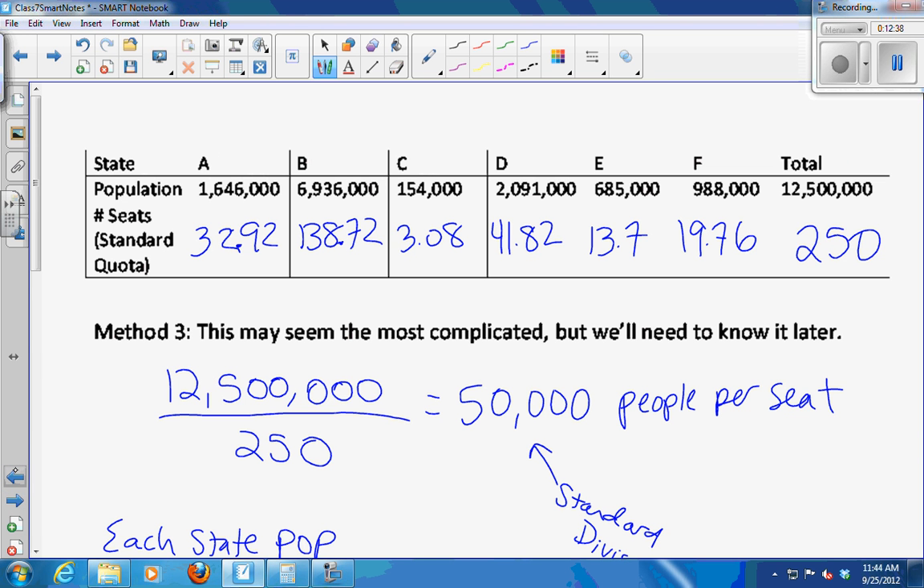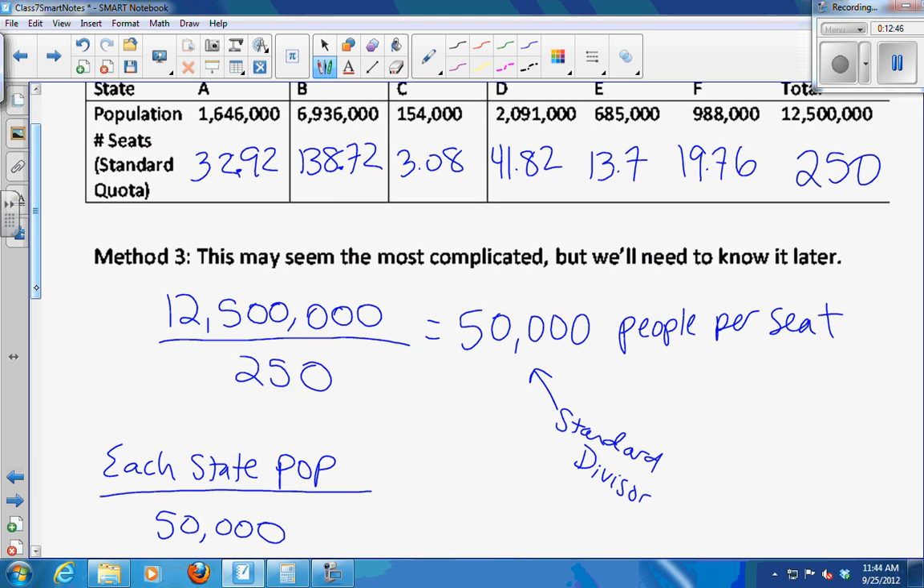Does anybody see a solution? How should I give out the seats? Each state divided by 50,000. Okay, so people who have a big population round up. Or round to the nearest for all of them. Okay, just round them all the normal way. Anything 5 or over round up, anything under round down.